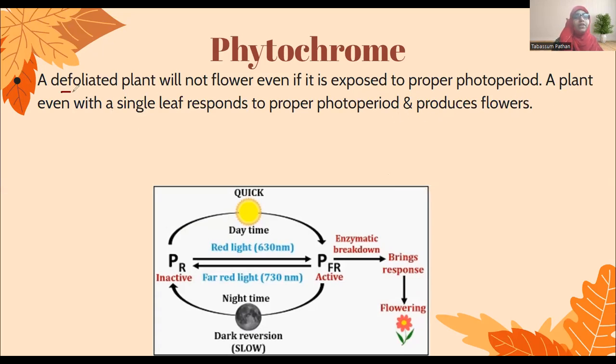Now what do we mean by this? We'll take it part by part. A defoliated plant means almost with no leaves. All the leaves of those plants have fallen. Okay, so it's just the stem and the branches. So a plant without leaves, a defoliated plant, will not flower, even if it is exposed to proper photoperiod.